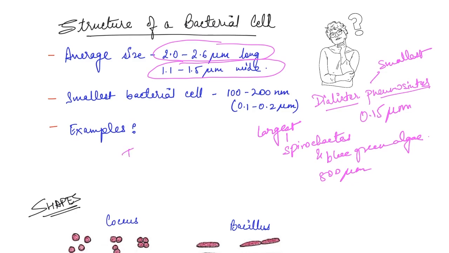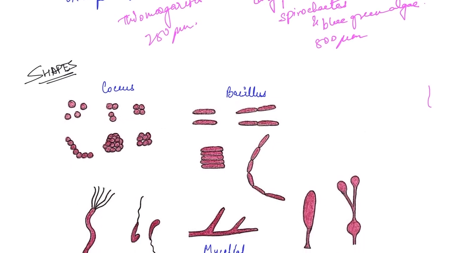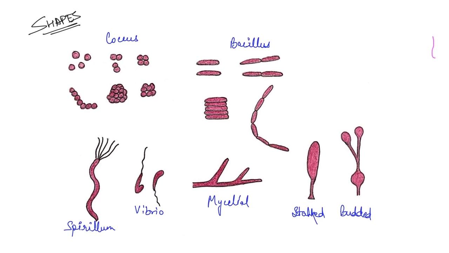Thiomargarita is a bacterium which is 750 micrometer. Okay, so now we'll study the shape of a bacteria. So in shape, again, bacterial cells are of many types. Okay, so we'll take it up one by one.